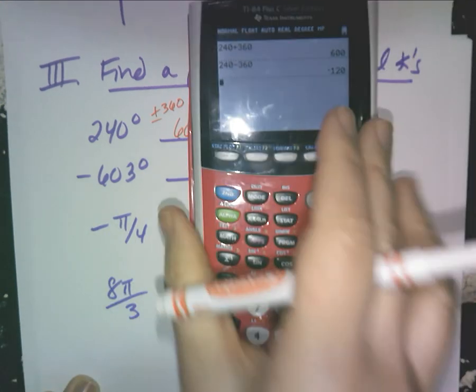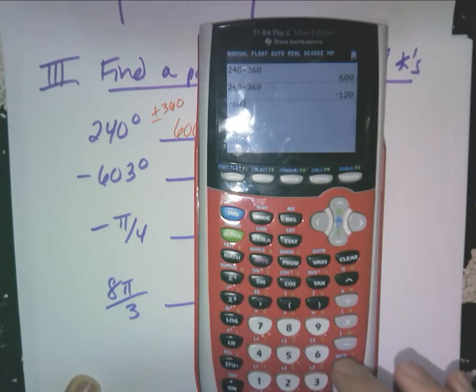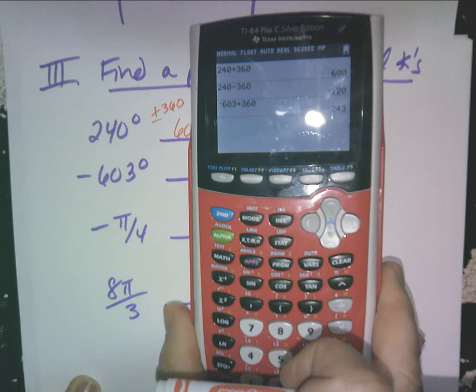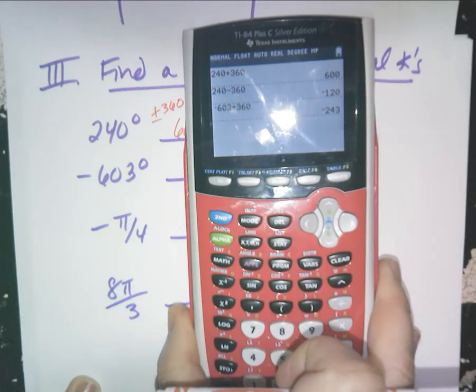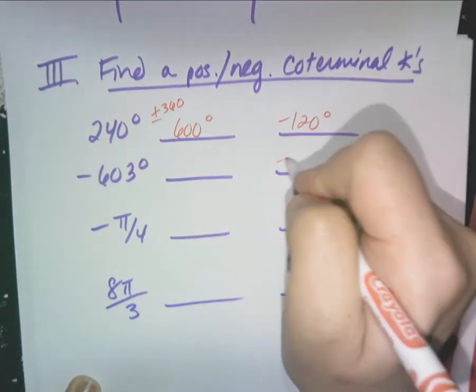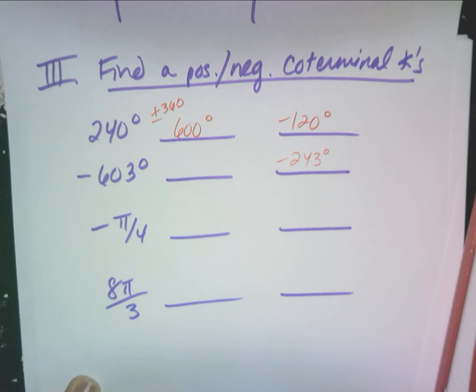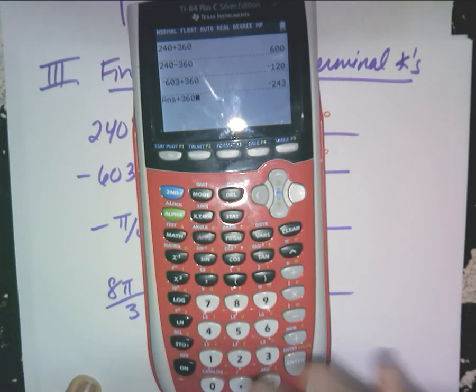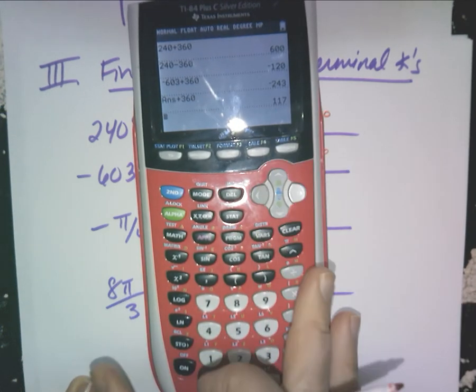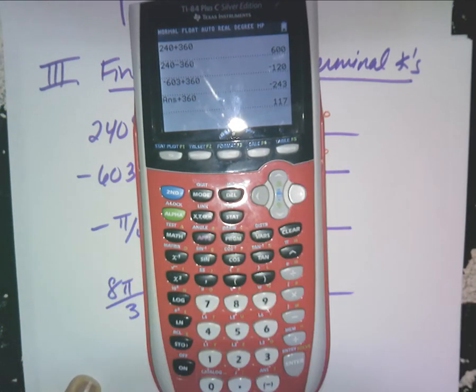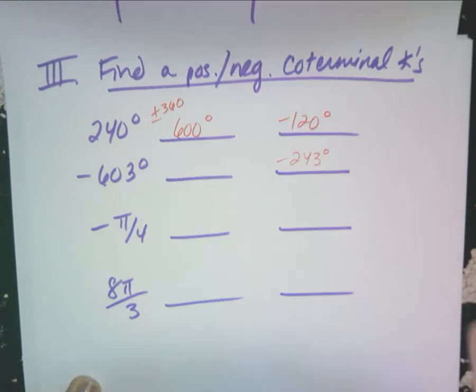Let's do that here. Negative 603 plus 360 is negative 243. Wait a second. How am I going to find a positive then? No. You just keep adding. You just add another 360 to find a positive. Oh, 117 is positive. You either keep adding 360 or you keep subtracting 360 to get a negative.